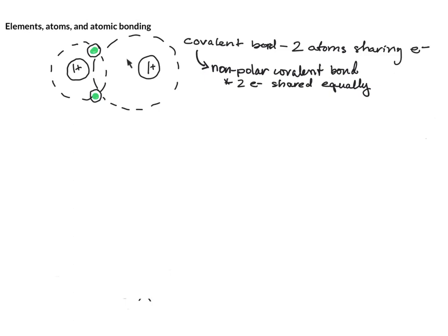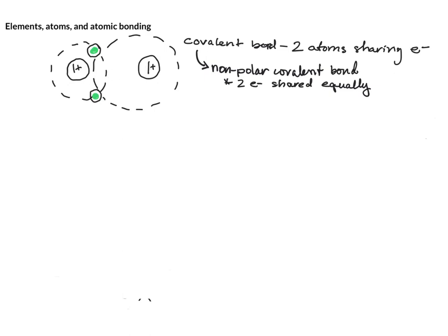And because we've got two of the same type of atom, two hydrogen atoms, each nucleus has the same amount of power or pull over those electrons, and so the electrons are just as likely to be over here as they are over here. Our two electrons, each with a negative charge, absolutely balance out the two protons with each of their positive charges. And we end up with a nonpolar covalent bond.